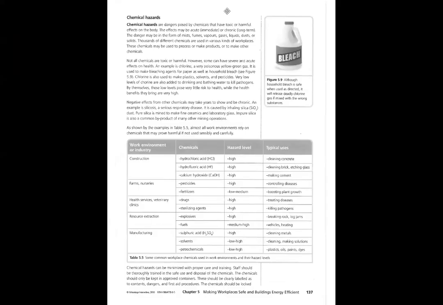All right, chemical hazards. So we looked at biological. Now we're going to look at chemical hazards. You'll see we're at the top of page 137. Those are dangers posed by chemicals that have toxic or harmful effects on the body. We've done a lot of work on this, looking at chemicals that can be harmful. Remember, if the effect is acute, that means it's dangerous right away. It's an immediate danger. And if it's chronic, it's dangerous to be exposed to over the long term.